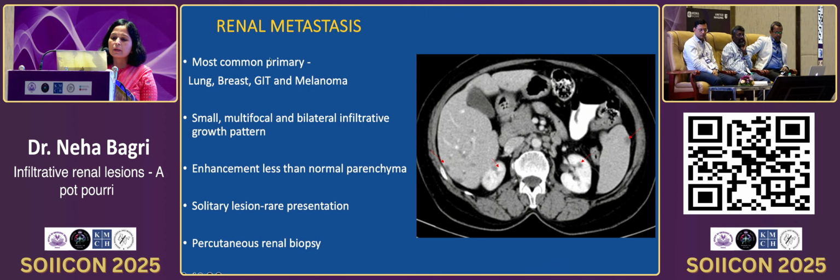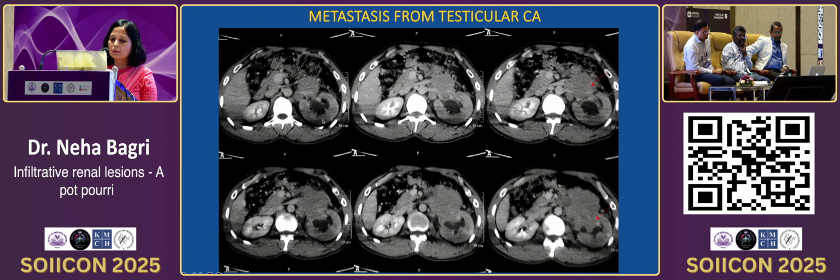histopathology. Renal mets, though rare, can be seen, and they usually present as multiple focal lesions but can present as small infiltrative lesions. So this is a case of metastasis from testicular carcinoma, and here you can see this nodal mass which is secondarily extending into the kidney.